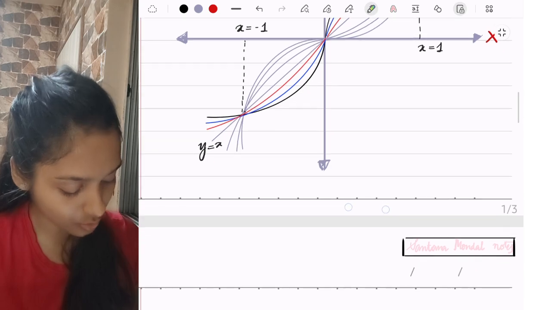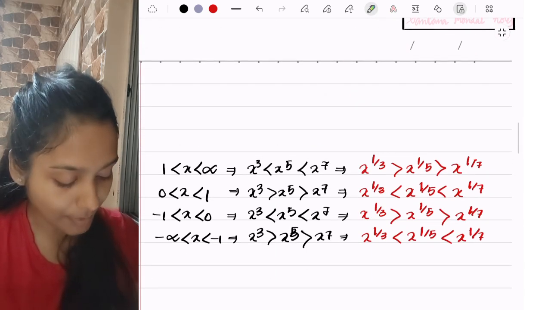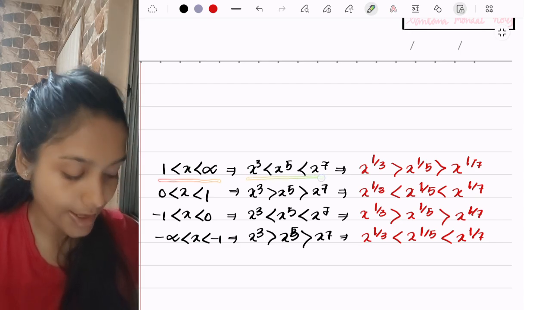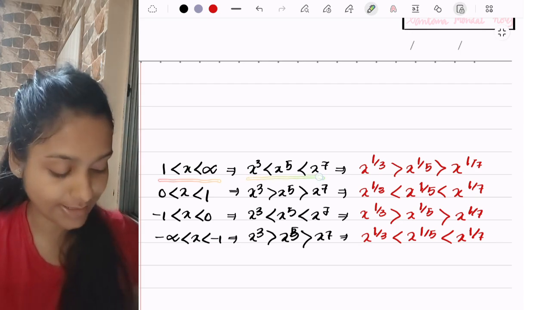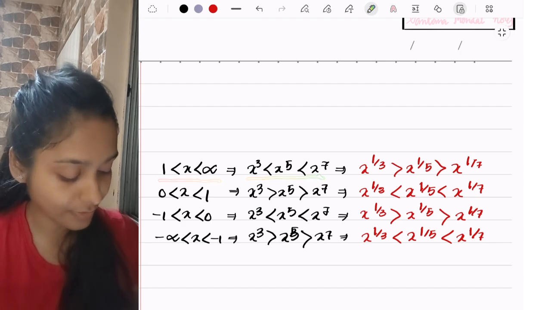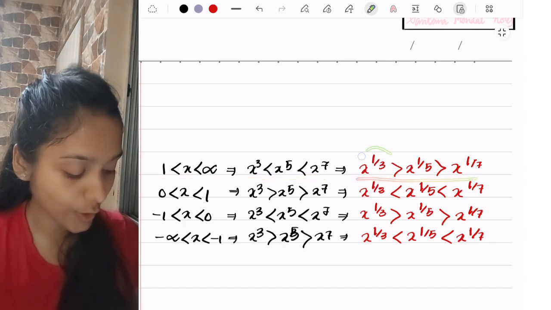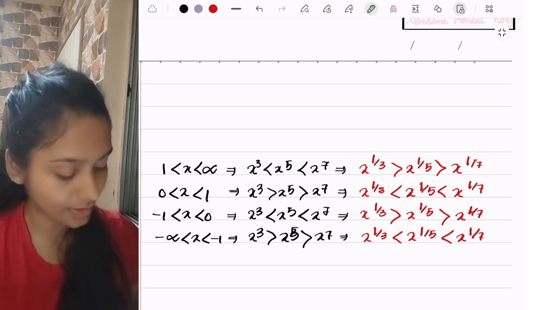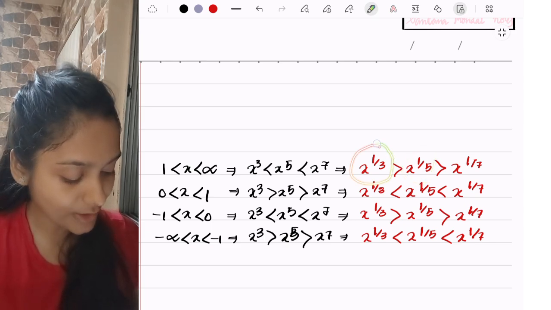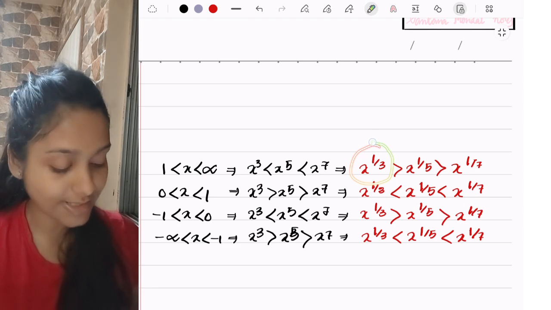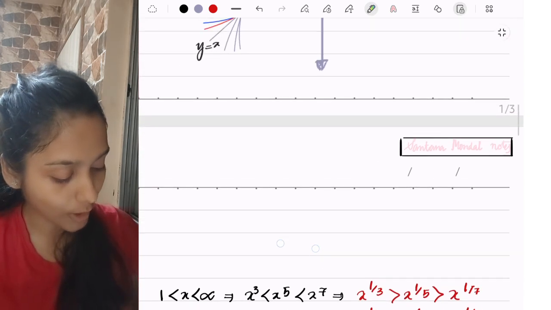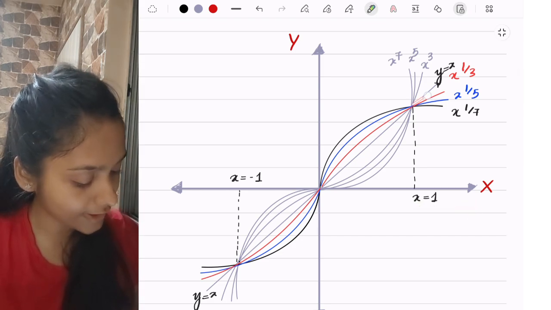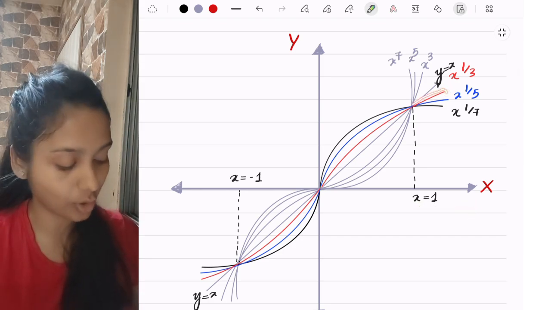In the interval 1 to infinity, we have this inequality: x cube is less than x power 5 less than x power 7. It gets flipped to this inequality. So x power 1 by 3 must be highest and x power 1 by 5 in the middle, and so on. Let us see whether x power 1 by 3 in our graph is highest or not. For the interval 1 to infinity, we obviously have x power 1 by 3 at the top.